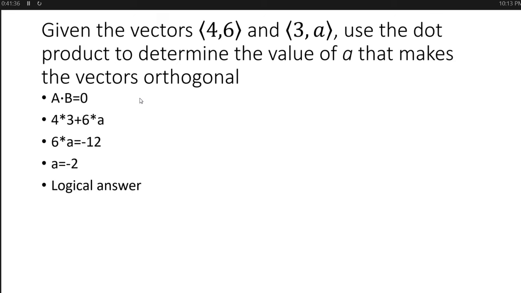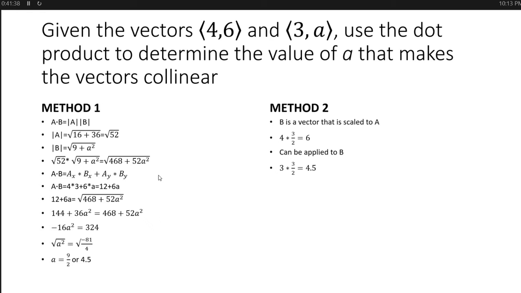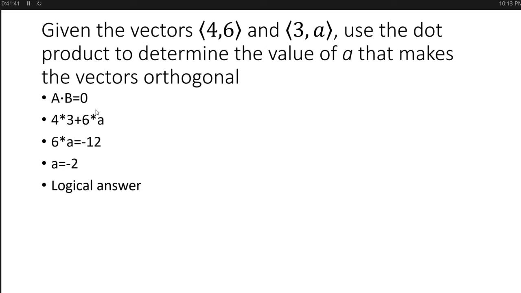So all we got to do is just use that other equation, this thing right here, and equate it to 0 and then solve. So 4 times 3 plus 6 times a is equal to 0. That means this is 12, so this has to be a negative 12. 6 times a is negative 12, a is negative 2, boom.